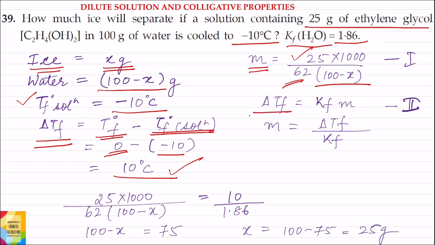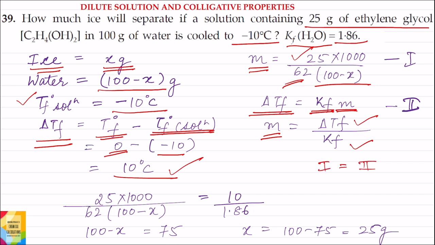Now depression in freezing point is equal to Kf into m. Therefore m will be equal to delta Tf divided by Kf. Now from equations 1 and 2, both are showing the molality of the solution. Therefore equation 1 is equal to equation 2.